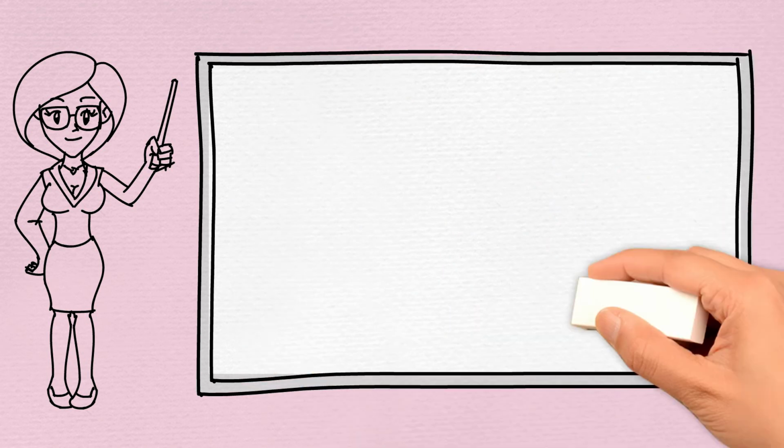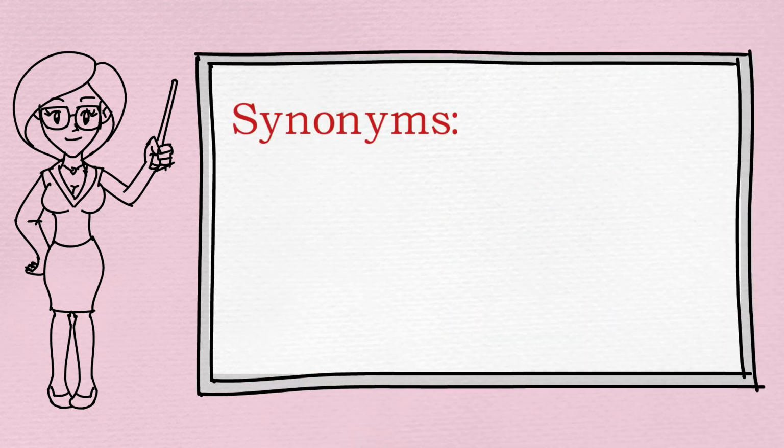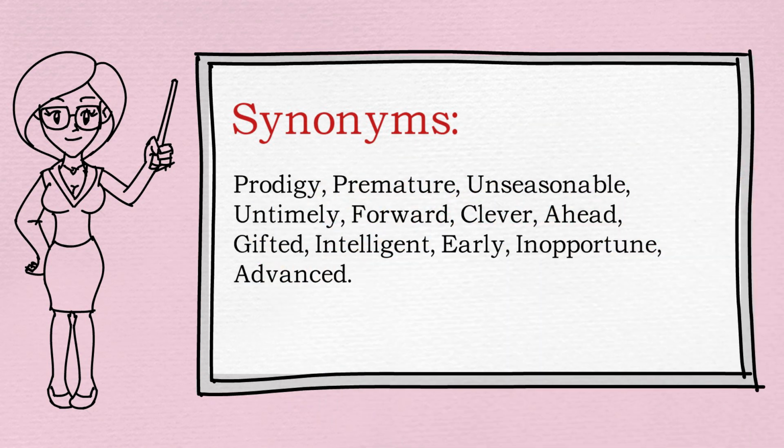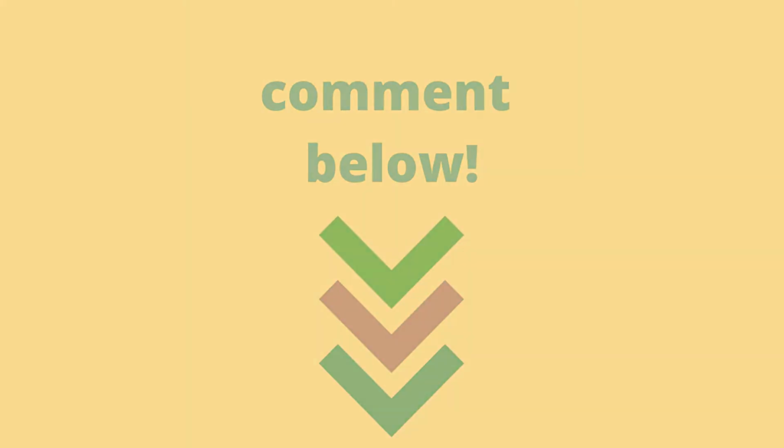Some of the terms referring to similar to the word precocious are prodigy, premature, unseasonable, untimely, forward, clever, ahead, gifted, intelligent, early, inopportune, advanced. Now it's your turn to make the sentence of your own in the comment section below.